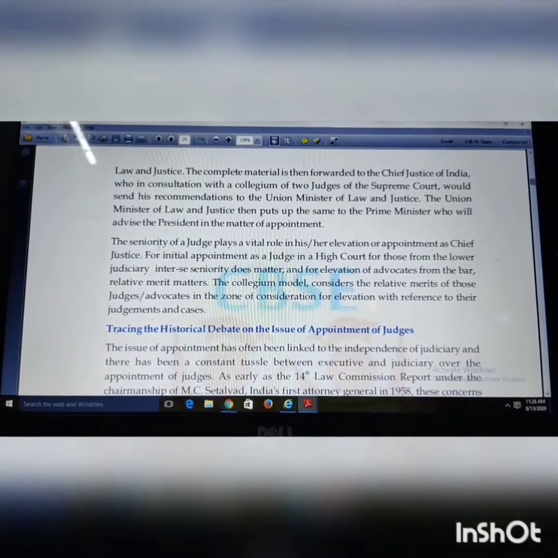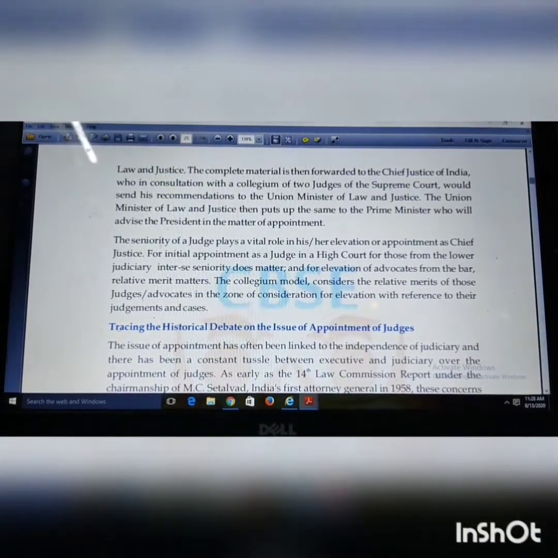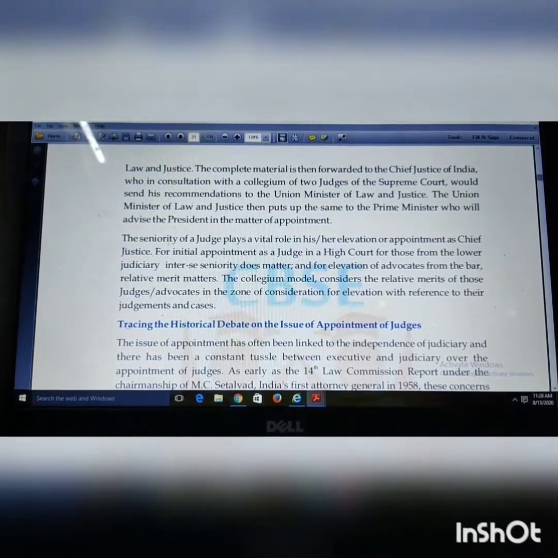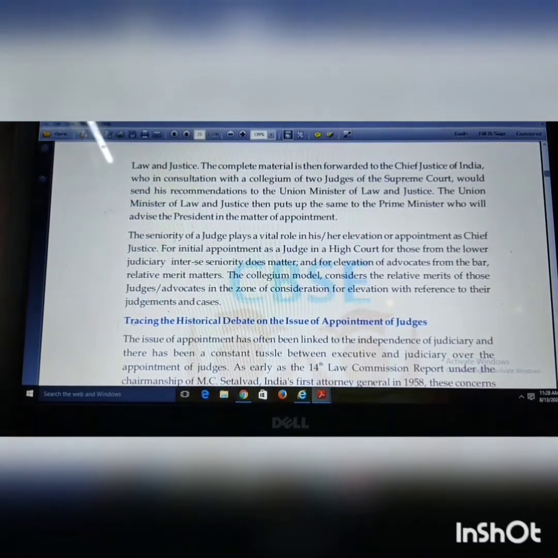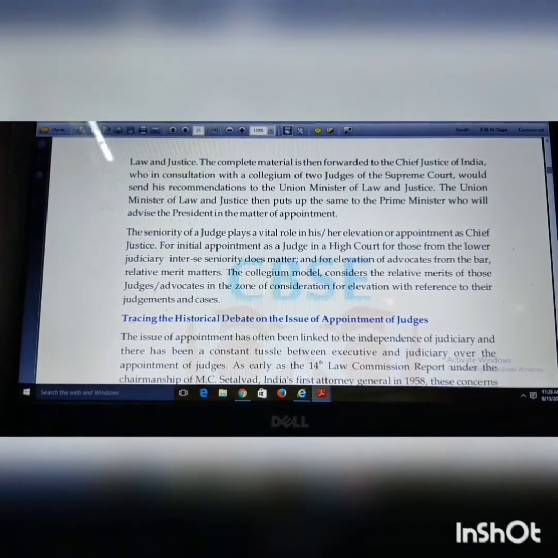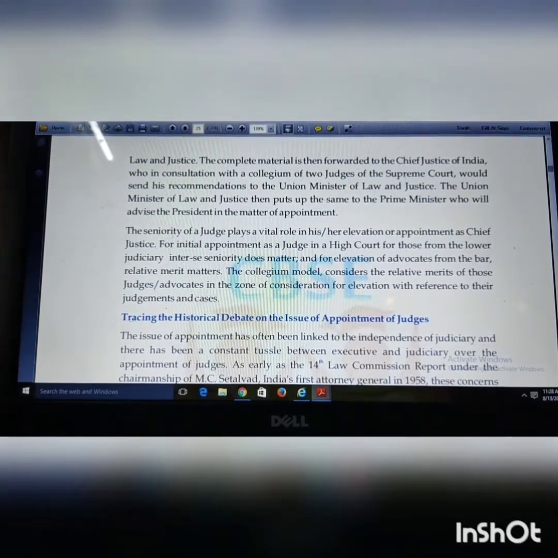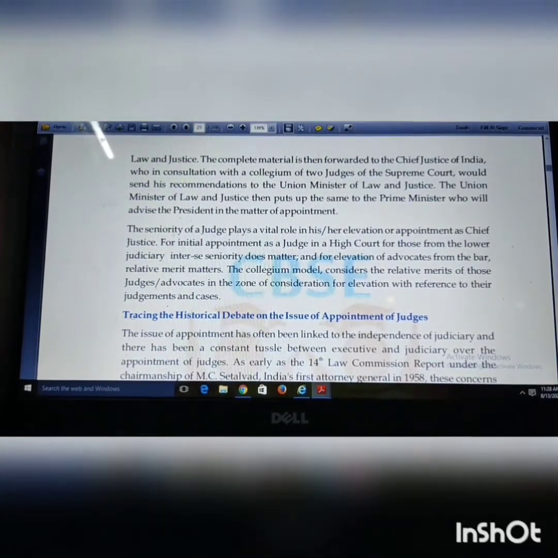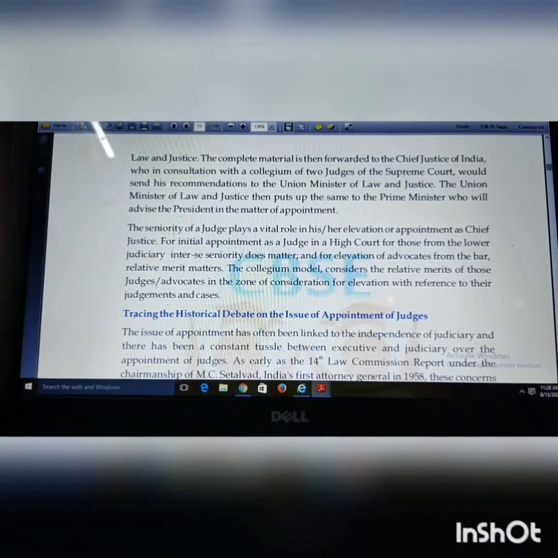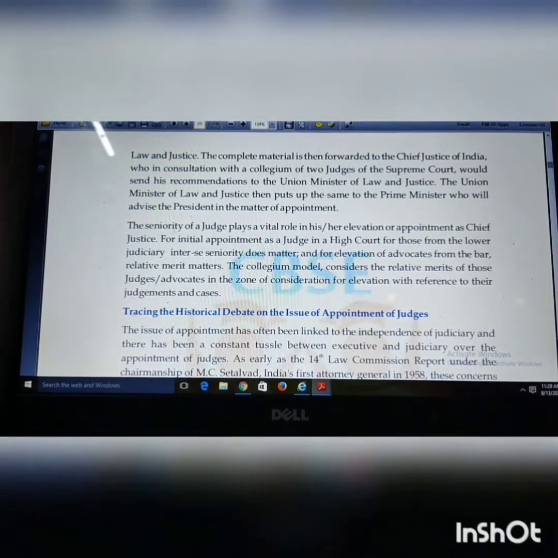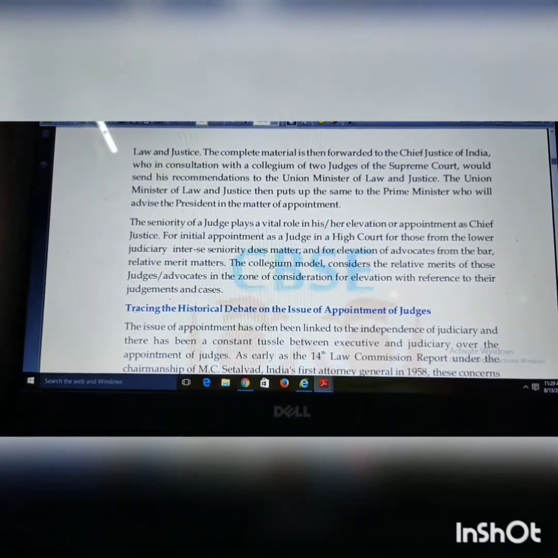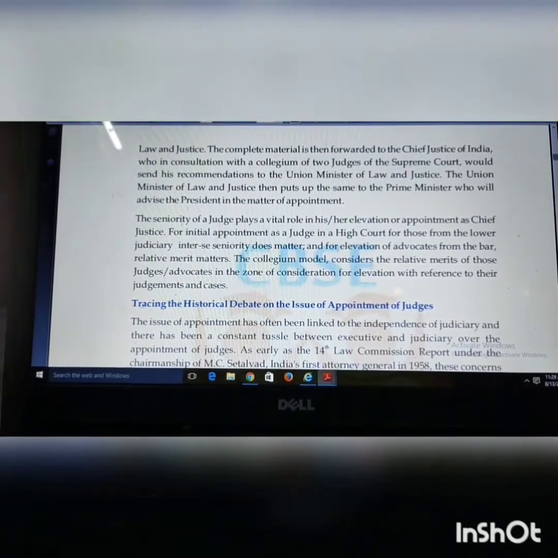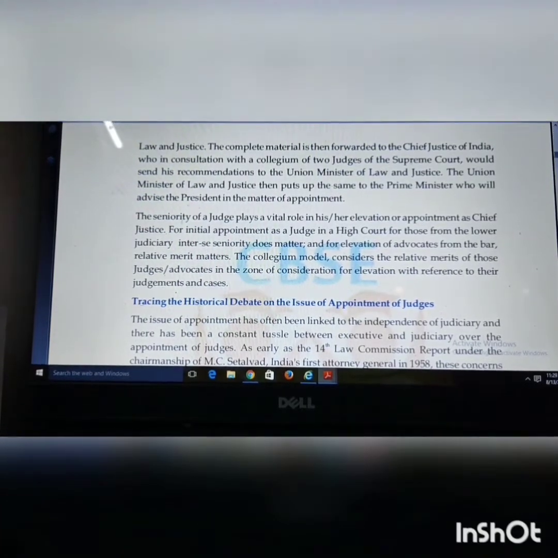So what happens for the collegium in High Court? The appointment preference or suggestion is given to the Chief Minister and Governor of the state, and from there it is transferred to the Union Minister of Law and Justice. Okay, the complete material is then forwarded to the CJI, who in consultation with the collegium of 2 judges of the Supreme Court would send his recommendation to the Union Minister of Law and Justice. Means जो High Court ने recommendation दी उसको एक cross check किया जाता है by the collegium of the Supreme Court, wherein there are 3 judges included. One is the CJI and the other 2 of the Supreme Court itself.